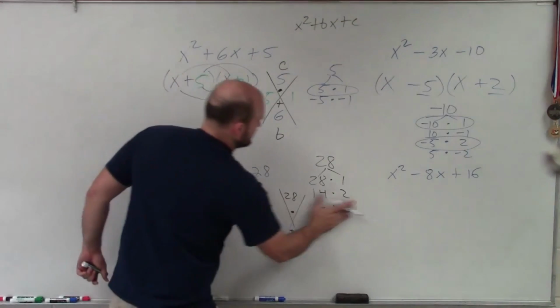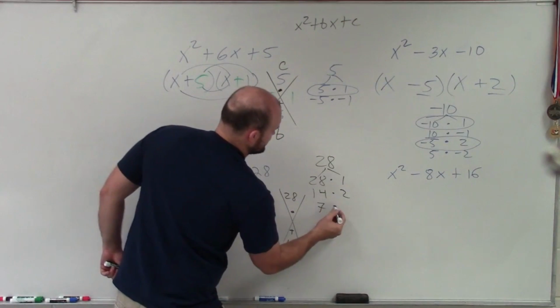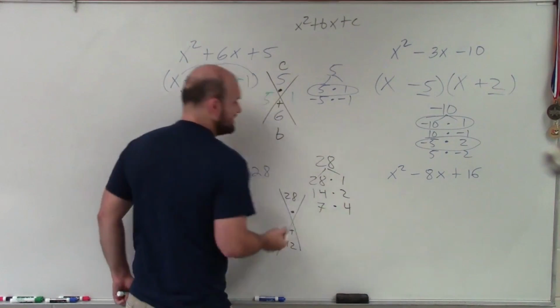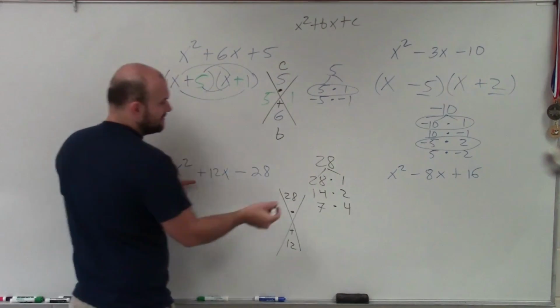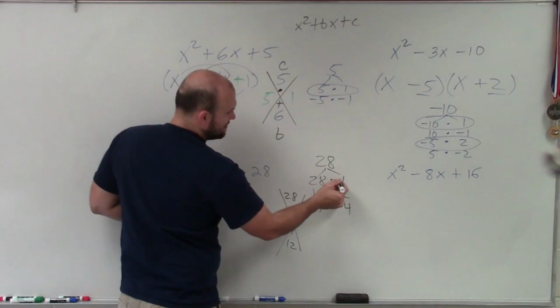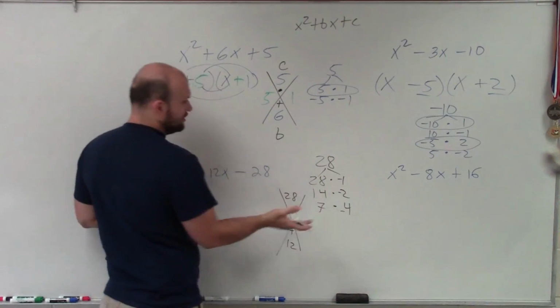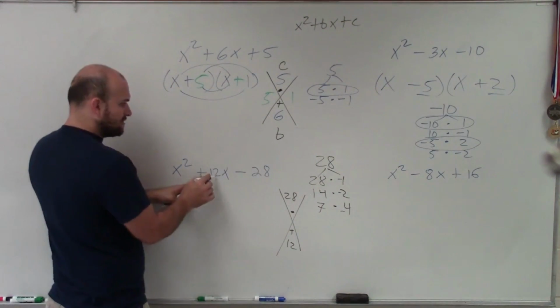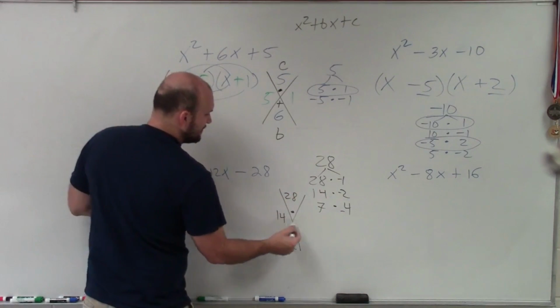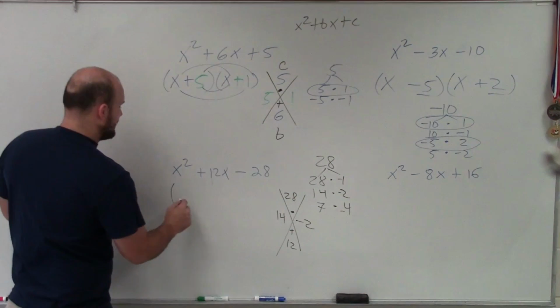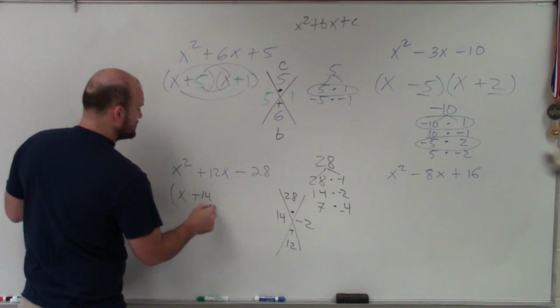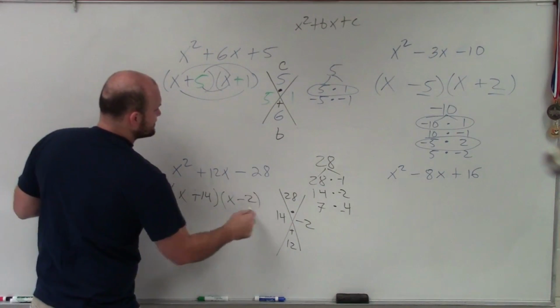Now again, let's write the larger factors over here on the side. So remember, I said that since my middle term is positive, the larger terms all have to be positive. That means these all have to be negative. So by combining these, which is the only two that gives me positive 14? You can see it's positive 14 and negative 2. So therefore, by writing my factors, I have x plus 14 times x minus 2.